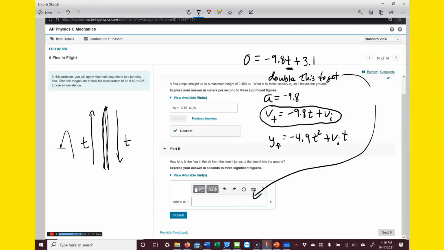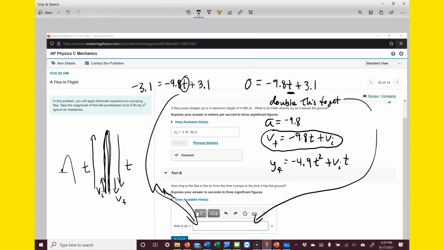Alright, another option is whatever your initial velocity was going up, when you go all the way up and come all the way back down, your final velocity will be the exact opposite of your initial velocity. So if your initial velocity was 10, your final velocity when you hit the ground is going to be negative 10. Not negative 10, sorry. I was using my example instead of what was in this problem here. Sorry, negative 3.1 and positive 3.1 here. And I could solve for t that way, and I don't have to double it there. Whatever I get for that t, that is the answer here.